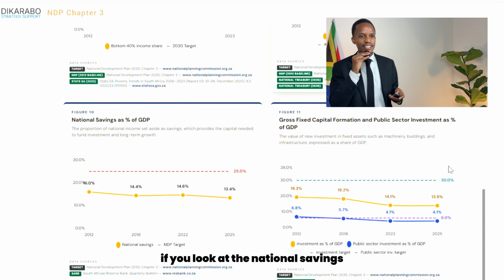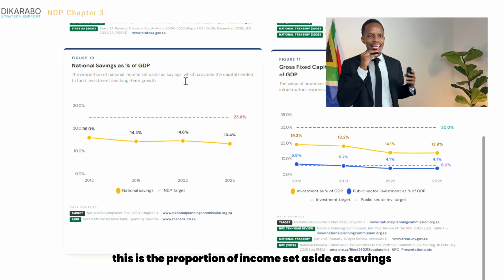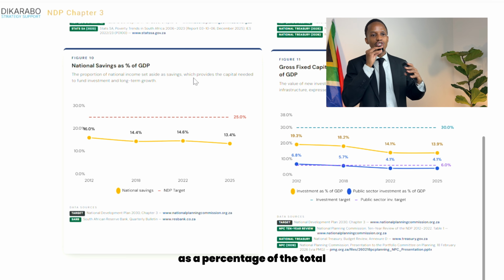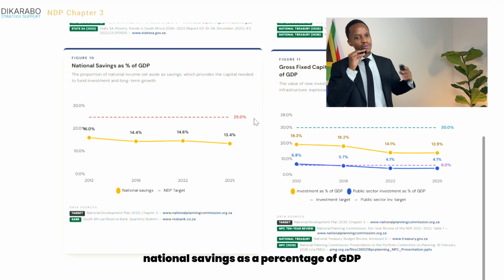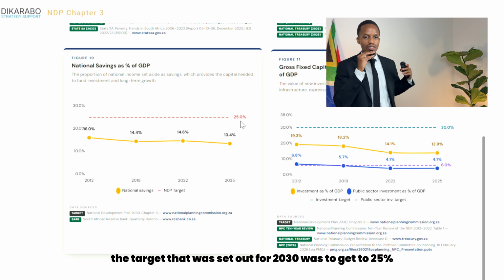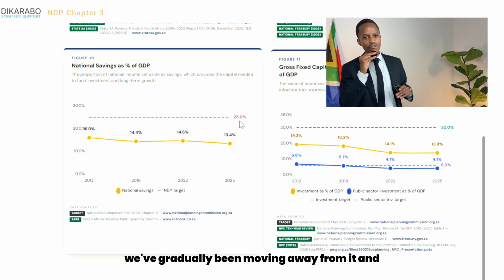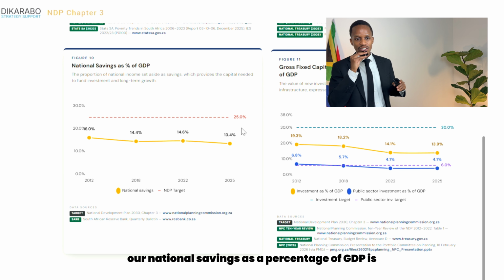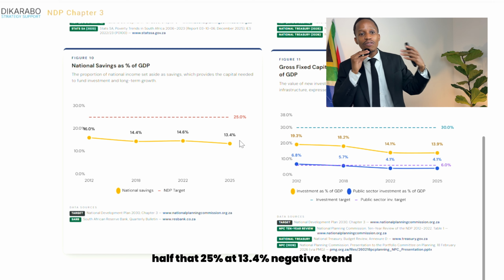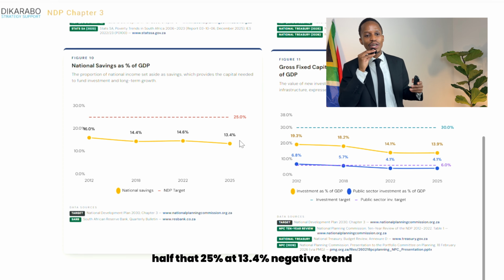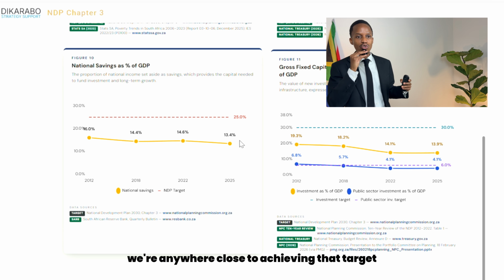If we look at the national savings as a percentage of GDP, this is the proportion of income set aside as savings, and that as a percentage of the total gross domestic product in the country. The target that was set out for 2030 was to get to 25%. And instead of moving towards that target, we've gradually been moving away from it. Right now, our national savings as a percentage of GDP is slightly above half that 25% at 13.4%. Negative trend, not looking like we're anywhere close to achieving that target.